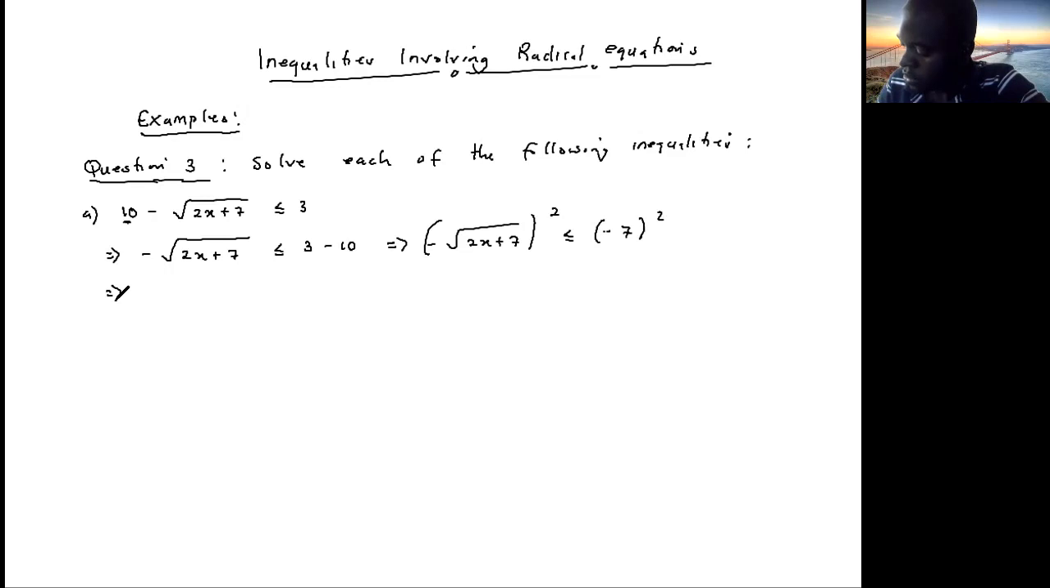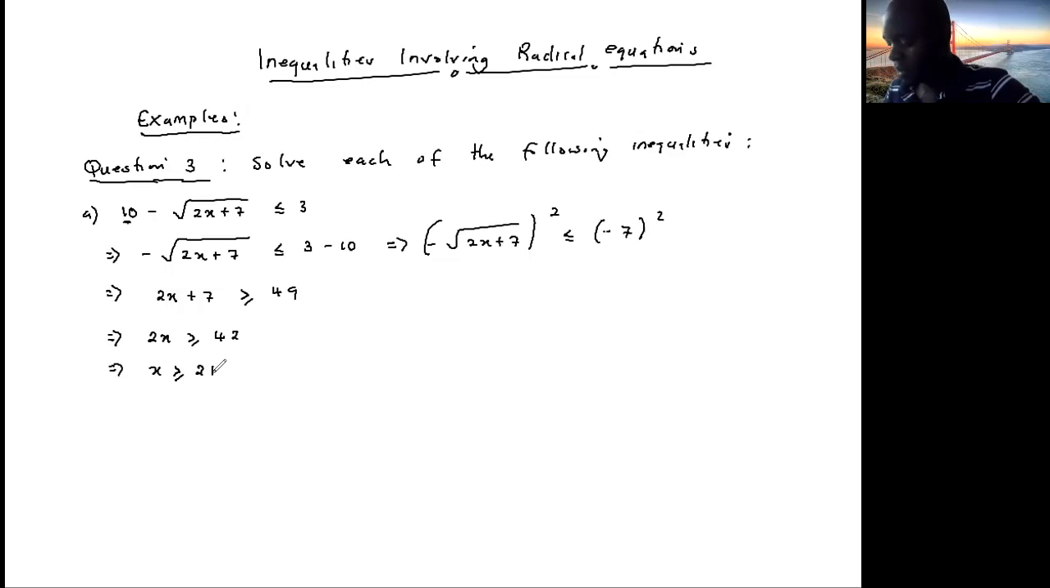So on the left, you're going to remain with 2x plus 7 greater or equal to, so the inequality changes because we have removed the negative that was on the other side. And so we have 49 on the right. So 7 goes to the other side. So we get 49 minus 7, which is 42. So when you divide by 2, we get x is greater or equal to 21.